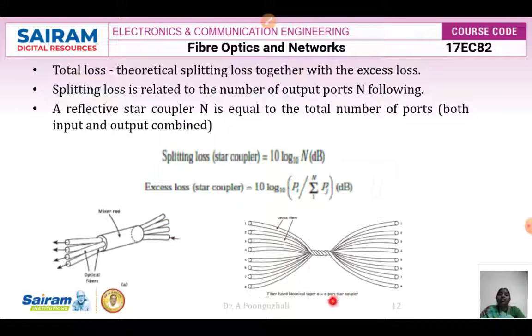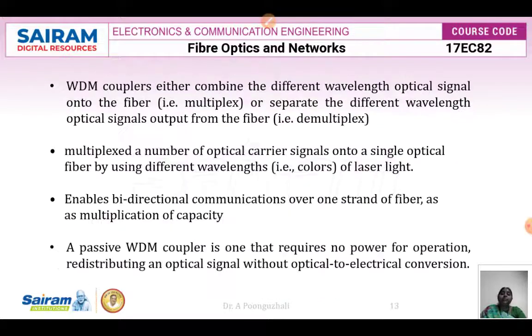So this is your fused biconical taper. In fused biconical taper, we take a number of optical fibers, twist them, and then fuse them by the FBT method, and then give that optical power to the outputs. So this is your fixed fiber fused biconical taper 8x8 port coupler.